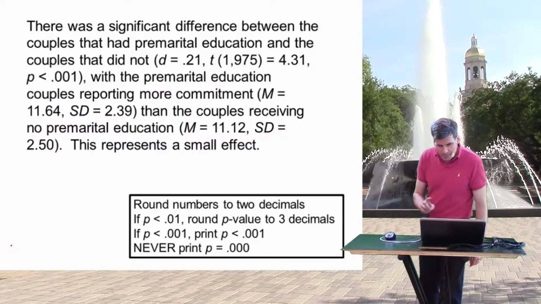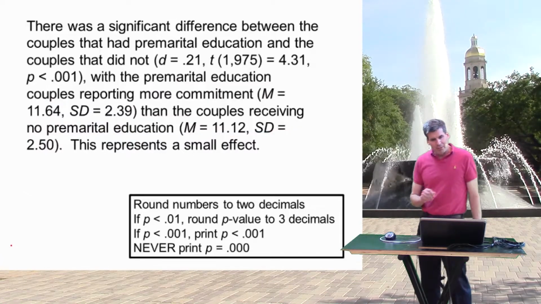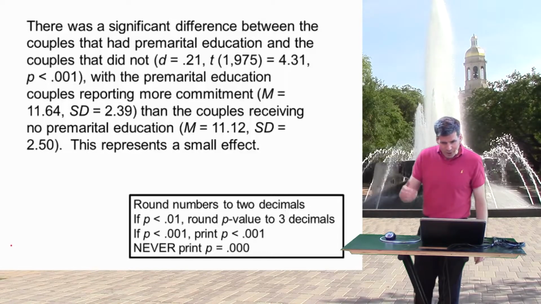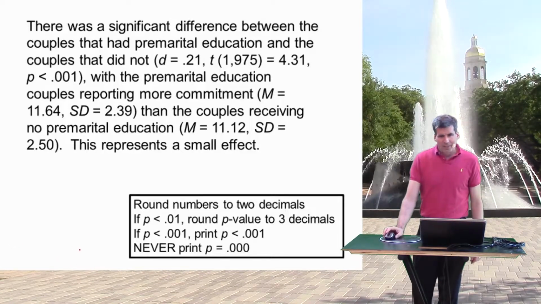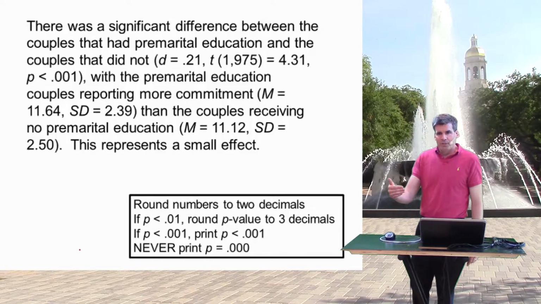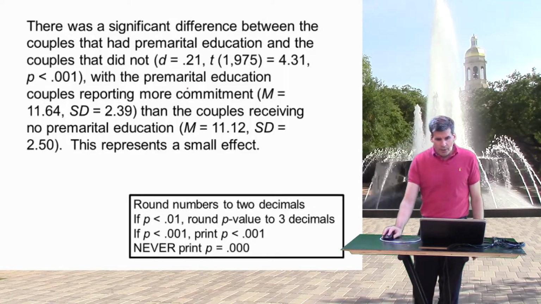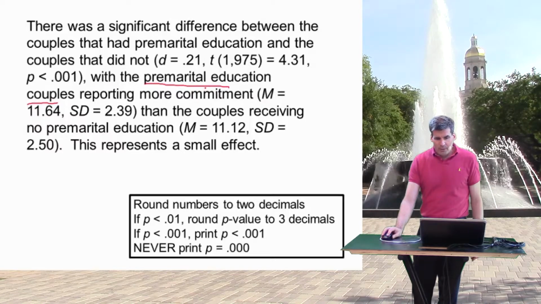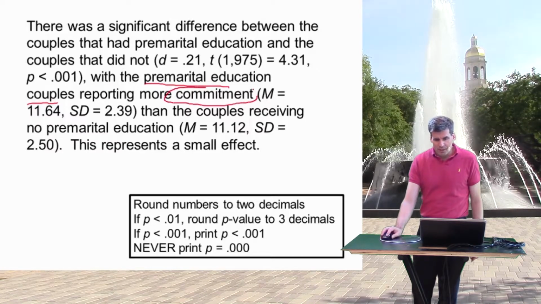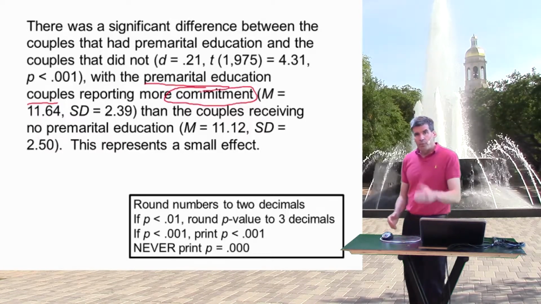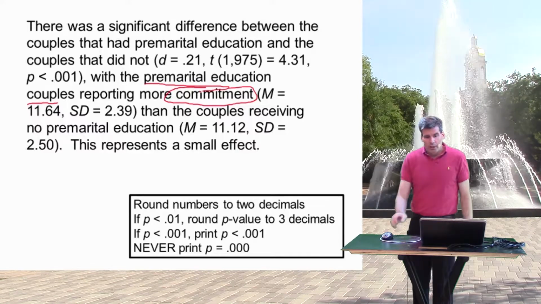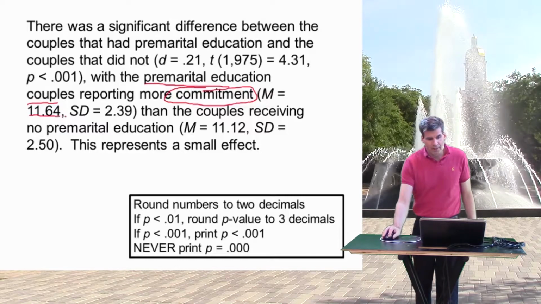One thing to keep in mind here, and that I can be picky about, it drives me nuts when people don't follow what I want you to do: make sure you follow a sequence in which you tell me what group you're talking about. For example, here we've got the premarital education couples, that's naming what group we're talking about, and telling me what the outcome variable is, commitment. So make sure I know what group you're talking about, and what the outcome variable is before you tell me what the mean and the standard deviation is.